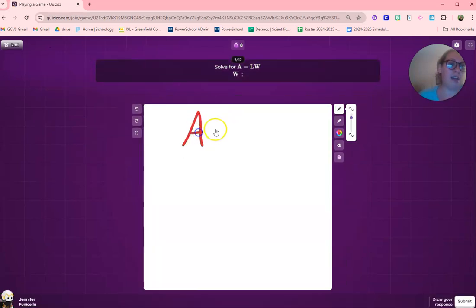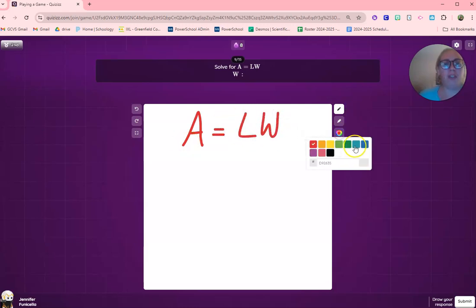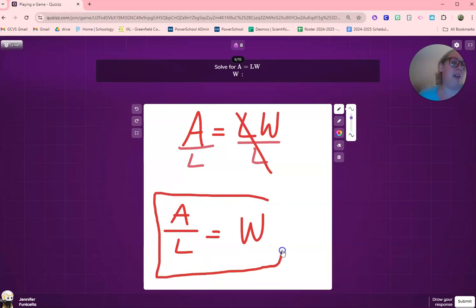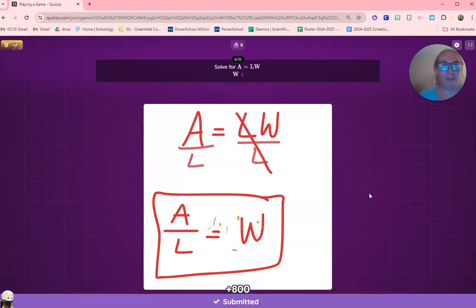Question 9, we have area, or A, equals length times width. If we wanted to solve for just W, we need to get rid of that L that is being multiplied. Opposite of multiplication is division. So we're just going to divide both sides by L. L divided by L is 1, so we're just left with W all on its own, which is exactly what we wanted. So once you have A divided by L equal to W on your whiteboard, go ahead and hit submit. Beautiful.